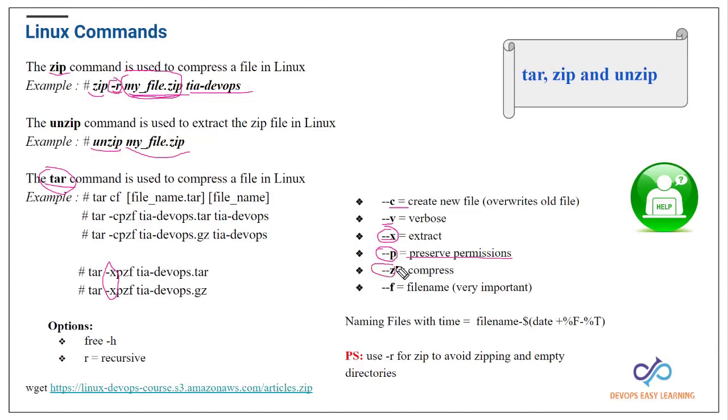And we have that Z, which stands for compress. As you can see here, -z stands for compress, -p stands for preserve the permissions, -c stands for create a new archive, and -f basically stands for file name. Very important. Now, for naming the file, if you like, when you zip something, you can append a date. Let's say you want to append a date format with date and time. That is where you can use this specific syntax, right?